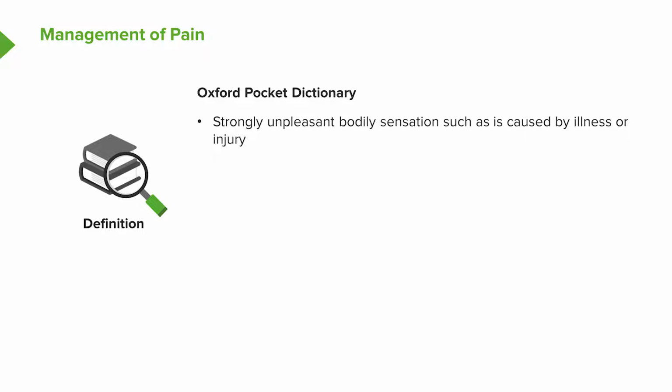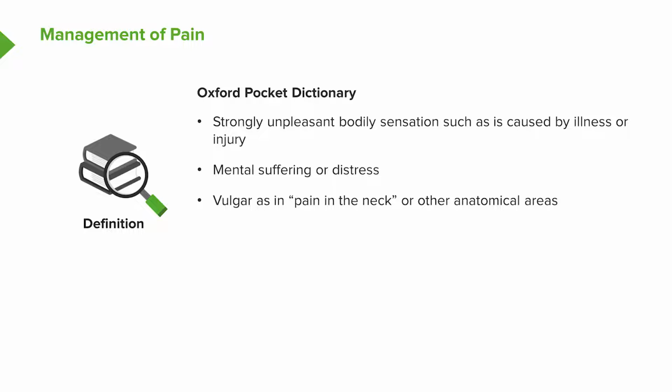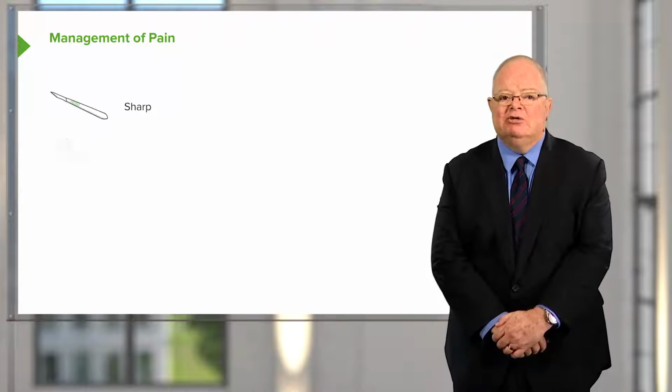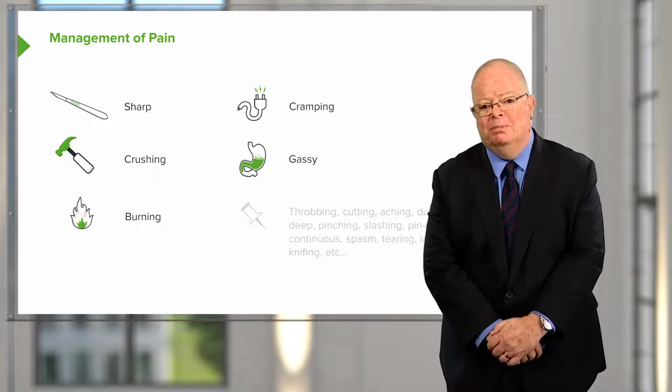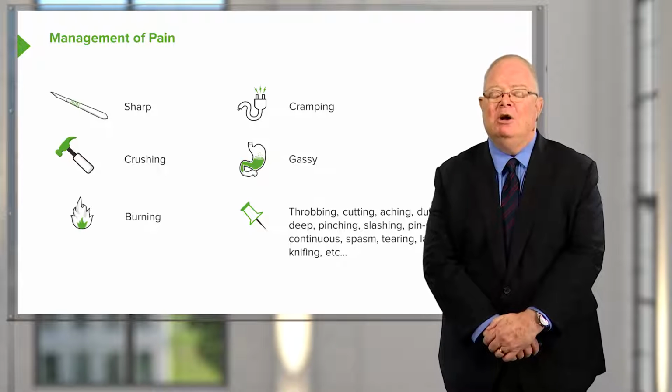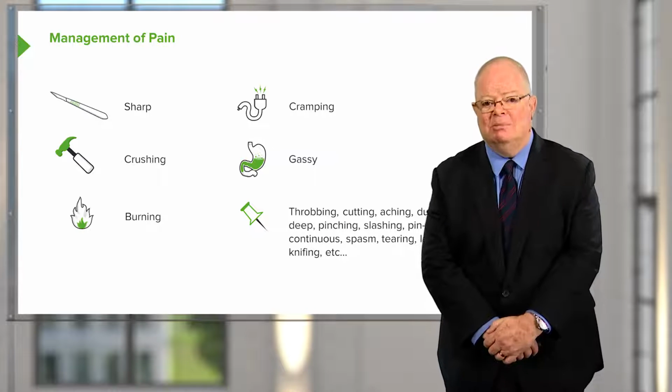Strongly unpleasant bodily sensation such as is caused by illness or injury, mental suffering or distress. It can be a vulgar term, as in pain in the neck or other anatomical areas. It can be great pain, great cares or troubles. I have pain. And it can be an idiomatic verb, as to pain somebody, to pain something. In every language, there are literally hundreds of descriptors for pain. And this is an indication of how ubiquitous this problem is and how much trouble we have in trying to describe our discomfort.